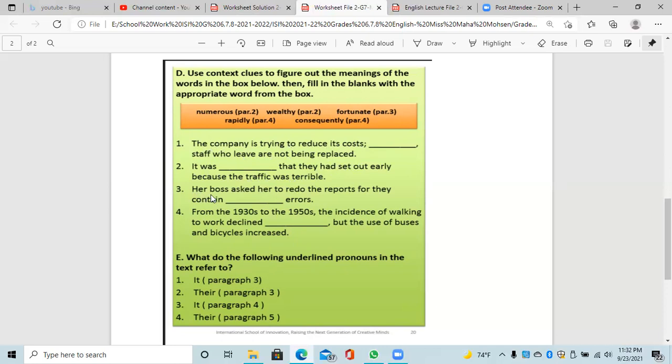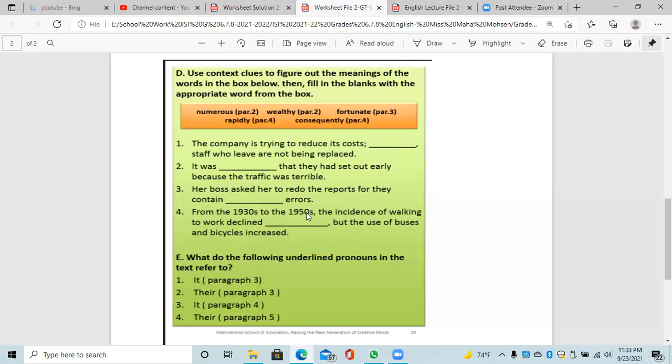Third one, her boss asked her to redo the reports for they contain something, errors. So here you can understand that they contain so many errors. And we know that numerous, we explained this also in class, numerous, like a large number. So the reports contain a large number of errors or numerous errors. And the fourth one, from the 1930s to the 1950s, the incidence of walking to work declined.